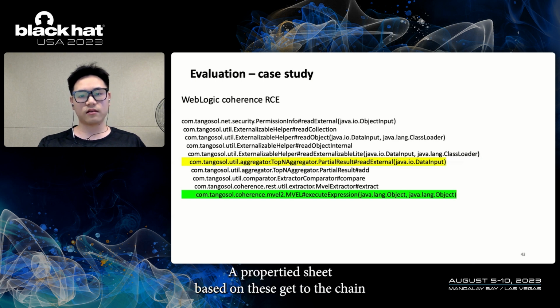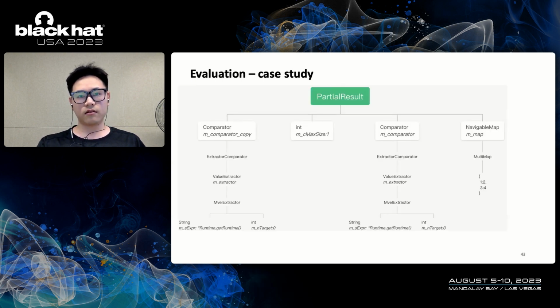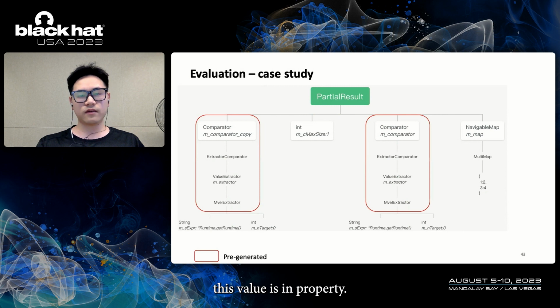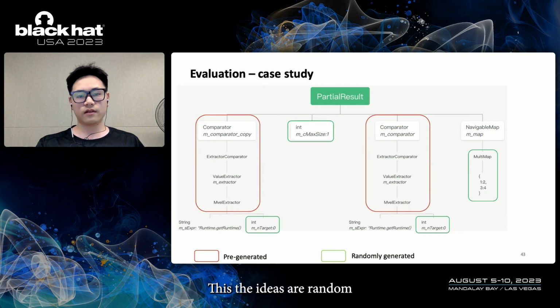ODDFuzz constructs a property tree based on this gadget chain. As shown in this slide, after seed generation and multiple rounds of mutation, ODDFuzz selects a suitable seed. These values in the property tree are pre-generated based on the gadget chain. These values are randomly generated, while the final values that involve the execution of the sink method are hard-coded.